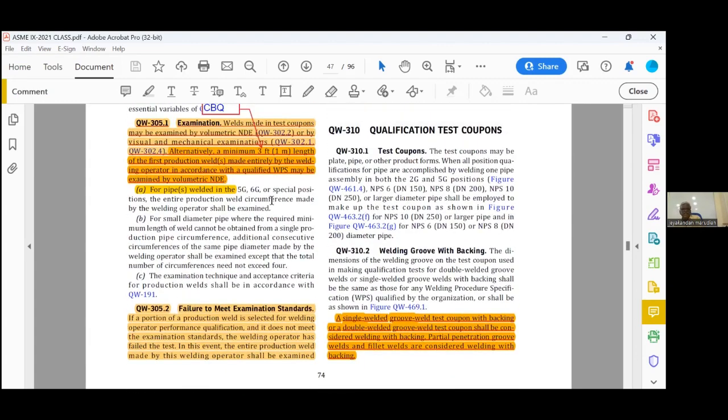Then what is backing? Same page, last paragraph. A single welded groove weld test coupon with the backing or a double welded groove weld test coupon shall be considered welding with the backing. Partial penetration welds and fillet welds are considered welding with the backing.